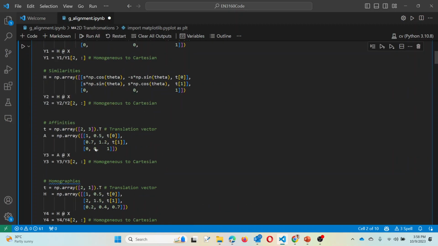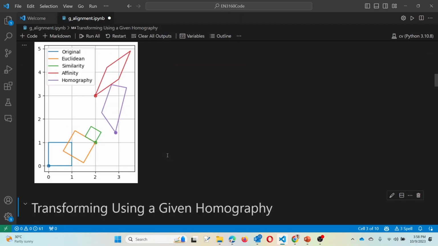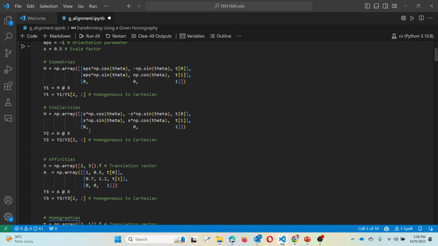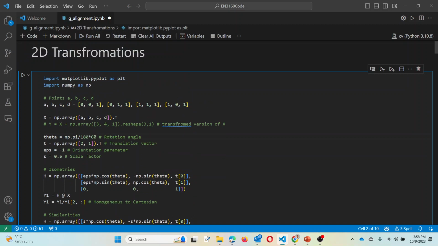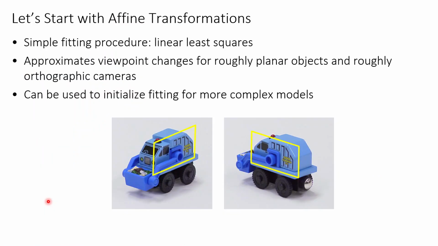So just to see the reflection, we will set epsilon equal to -1 and run this. So you can see now there has been a reflection. So let's put the rotation angle 0, otherwise we won't be able to see it. Put the rotation angle as 0 and run this. So you can see here the dot is over here, and the translation has happened. Reflection has happened.